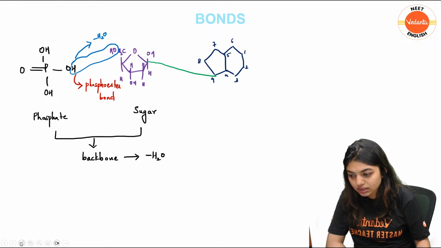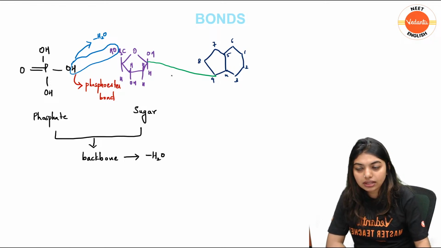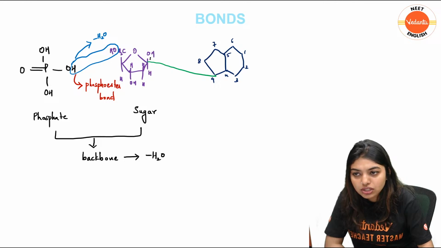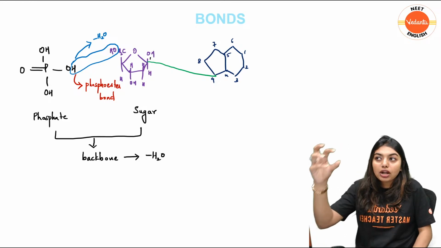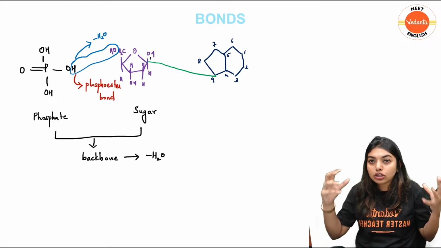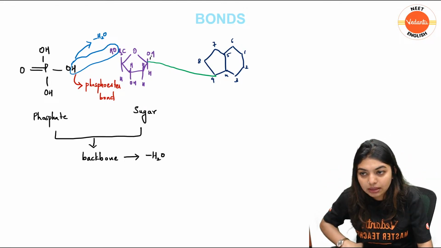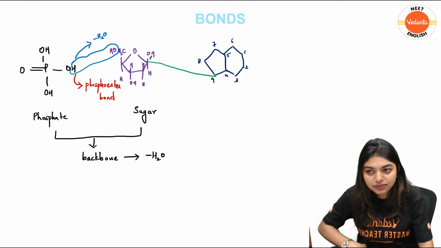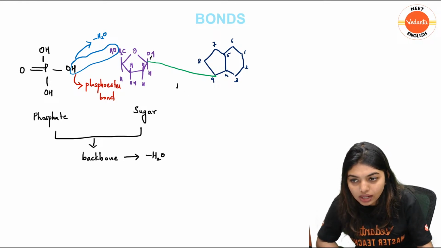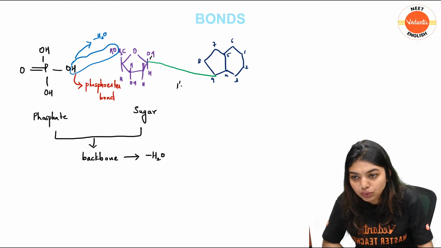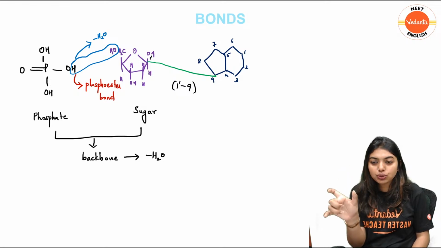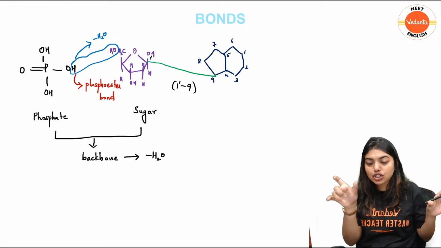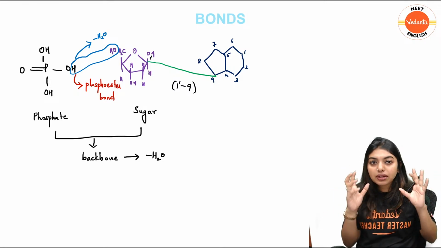Students, I told you this 1 dash, 2 dash, 3 dash and all. That is also for your sugars, so that there is no confusion. See, if I put one here also, then how will I understand which part of the sugar is binding with which part of the pyrimidine or the purine? That is why we have made the labeling 1 dash, 2 dash, 3 dash, 4 dash, 5 dash. So understand, the first carbon of the sugar and the ninth position of the purine will form a bond.